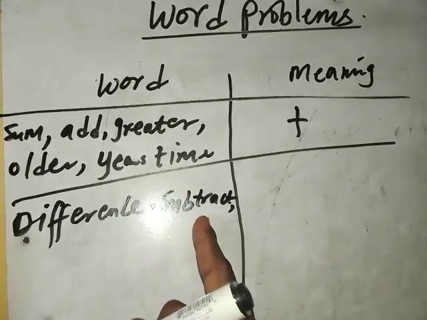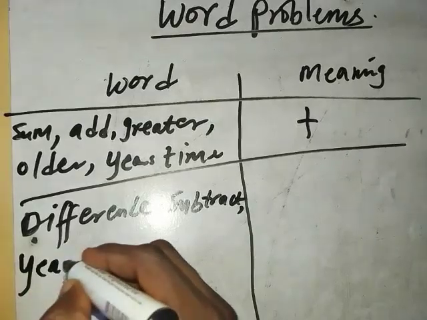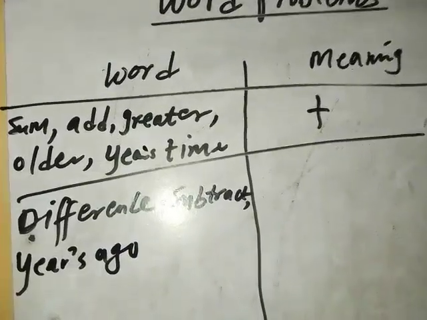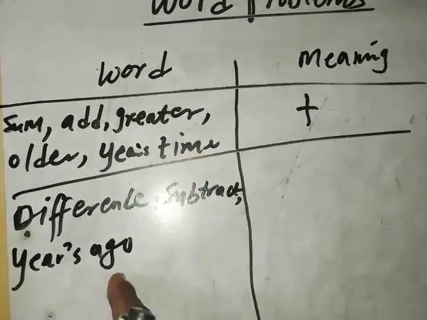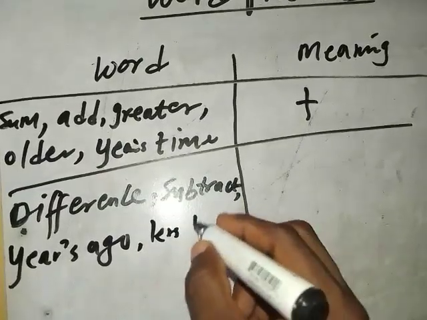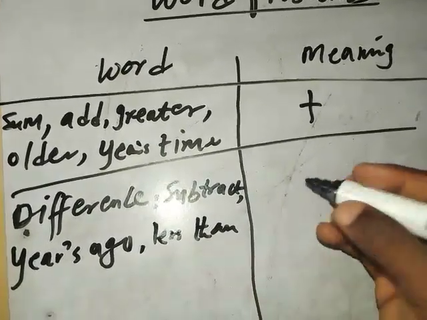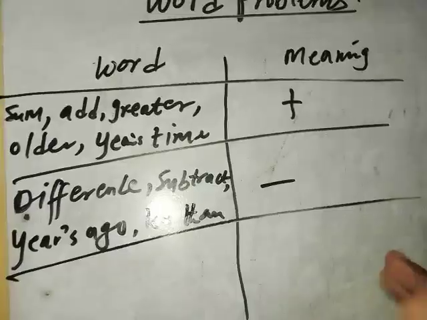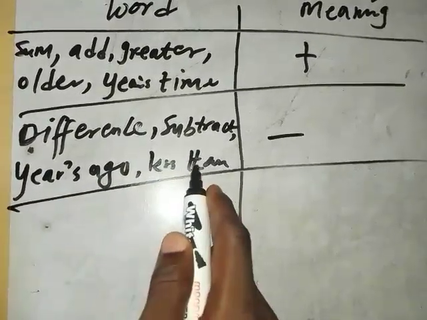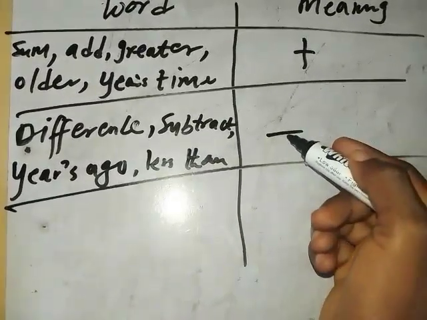Years ago. This is years time, this is years ago. When you see less than, this means you should subtract, and most of the teachers will not show you this. When you have difference, subtract, years ago, less than, minus, are you there? It means that you should what? Subtract. That is the minus sign.